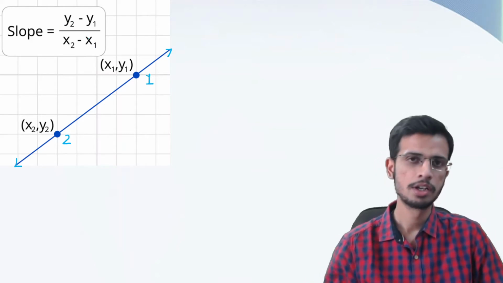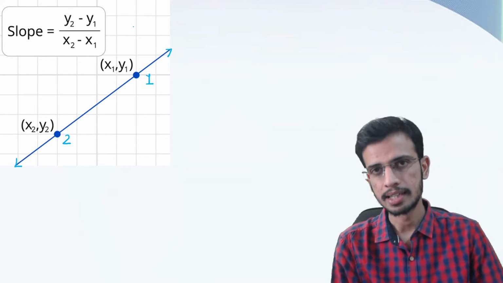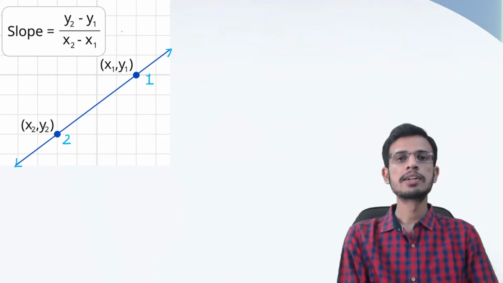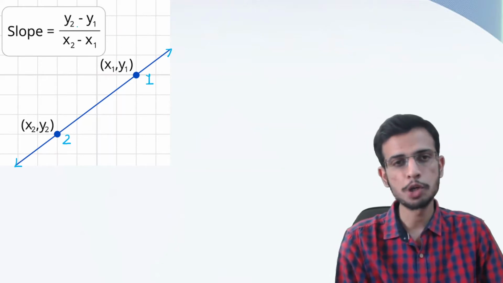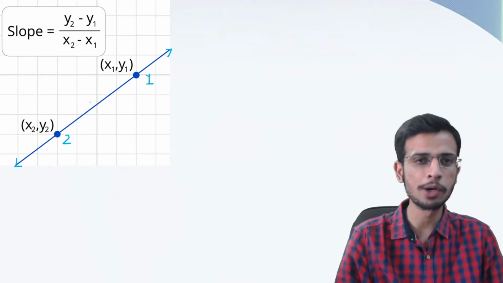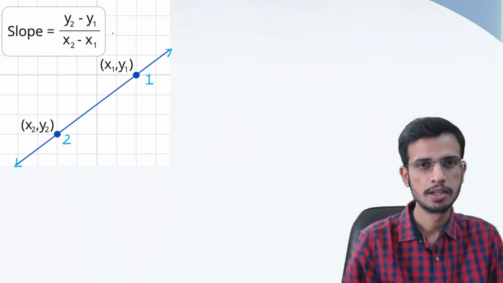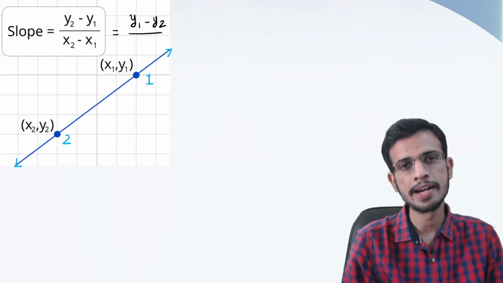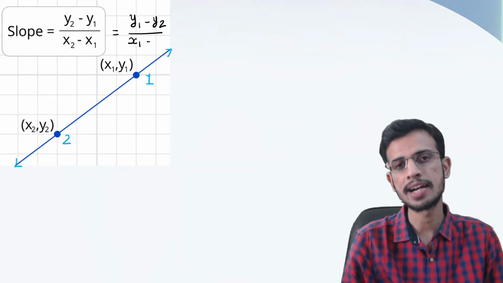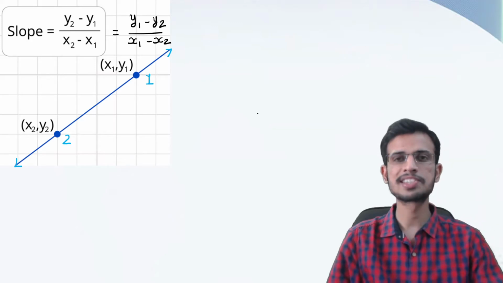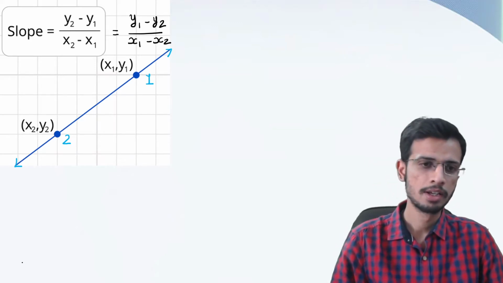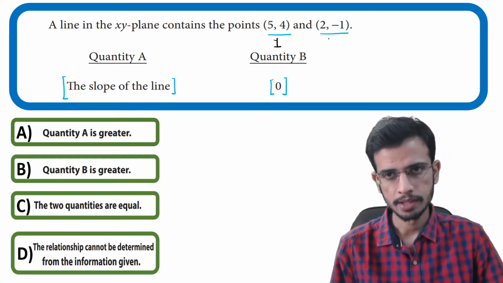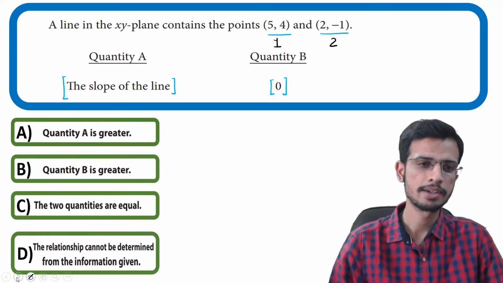In the numerator, you take the difference of the y coordinates and, in the same order, in the denominator you take the difference of the x coordinates. So y2 minus y1 divided by x2 minus x1, or you can also write y1 minus y2 divided by x1 minus x2, taking the difference in the same order. This is the slope of a line in the xy plane.